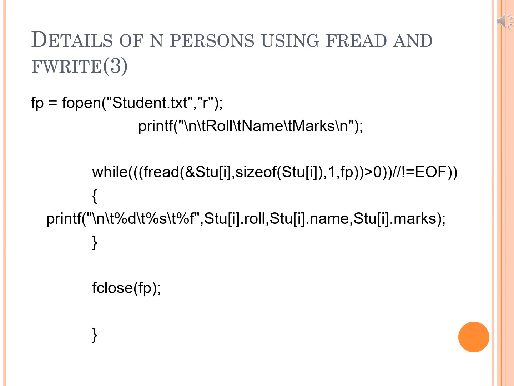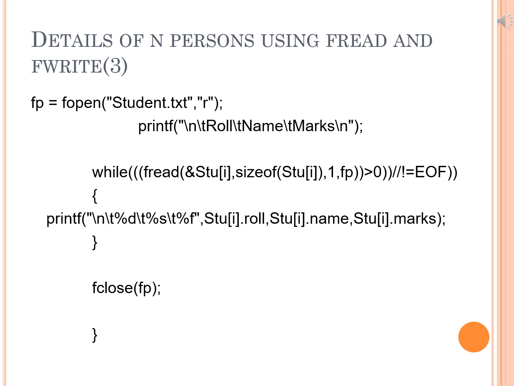Next you are reading from the same file and printing onto the terminal. So student.dat you are opening in the read mode. Then to print in a tabular format, you have written printf roll number, tab, name, tab, marks, \n. While you haven't reached the end of file, what are you doing? You are reading each and every record and printing it onto the screen.